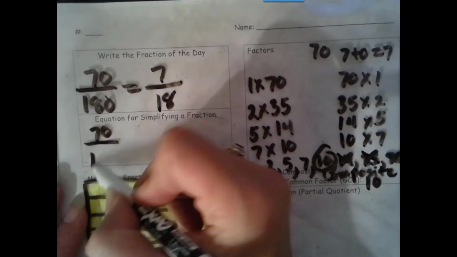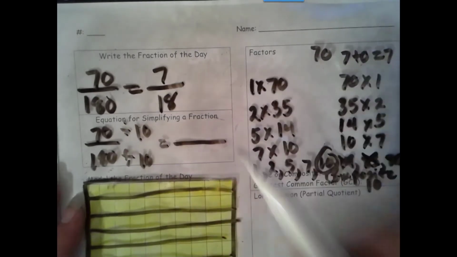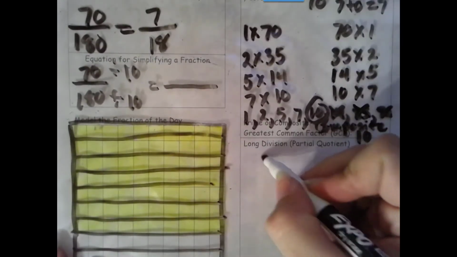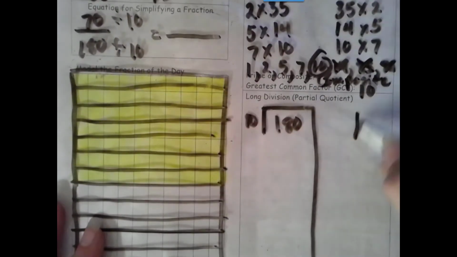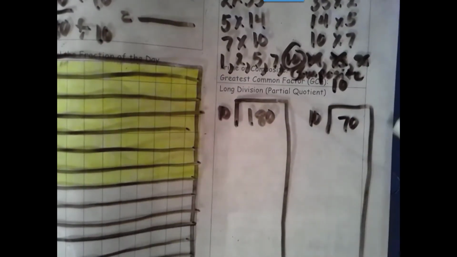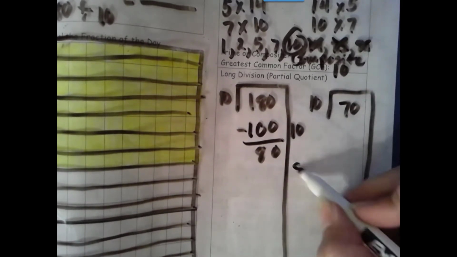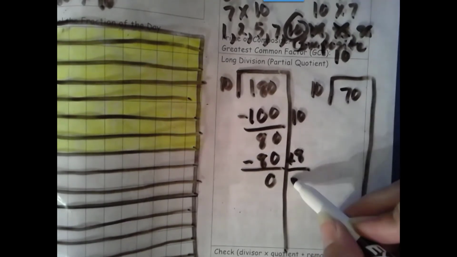Now that I've done my division with my model, I'm going to go ahead and do my division with my algorithm. Divide into groups of 10. So 180 and 70. I know 10 times 10 is 100. Numbers the same, zeros the game, more on top, no need to stop. And 8 times 10 is 80. Numbers the same, zeros the game. Add the partial quotients. 10 plus 8 is 18.